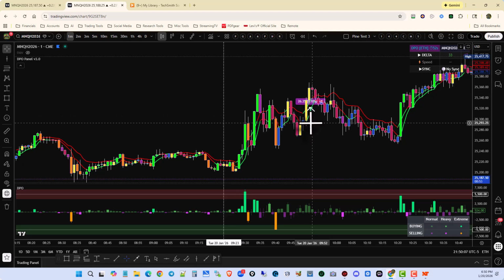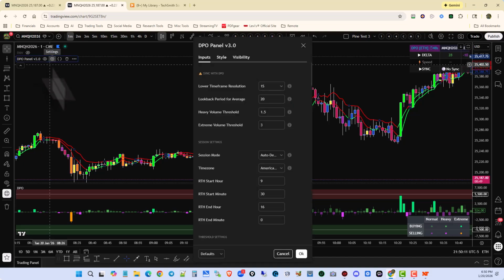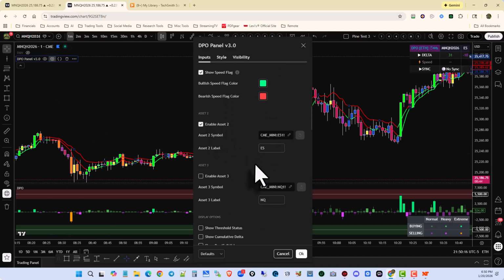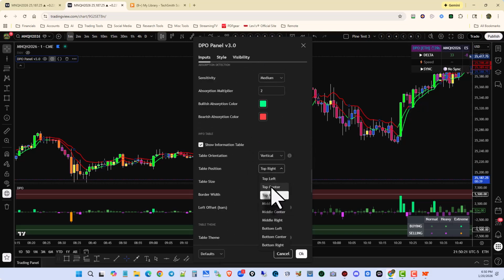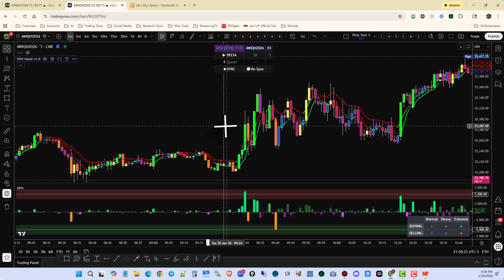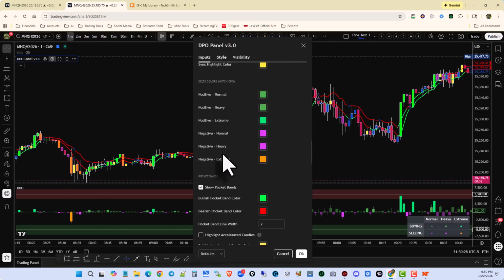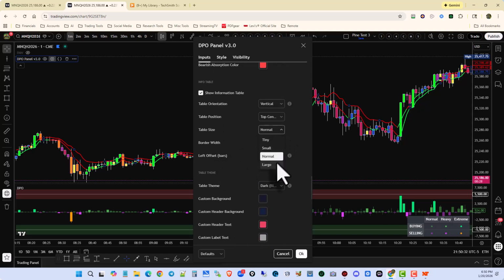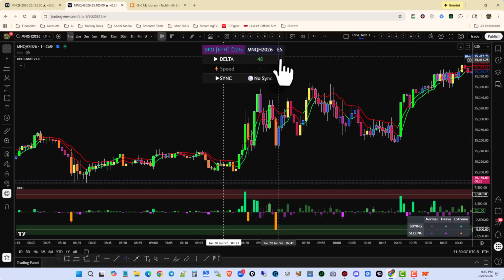Now, as added confirmation, if you want, you can add a second asset right here. We'll add ES, and let's move this table to the middle so that you can see it, top center right here. Let's make that table bigger. I like to make it real big. So there you go. Here's ES. There's the data for ES.